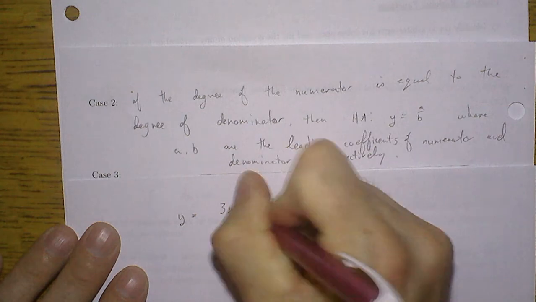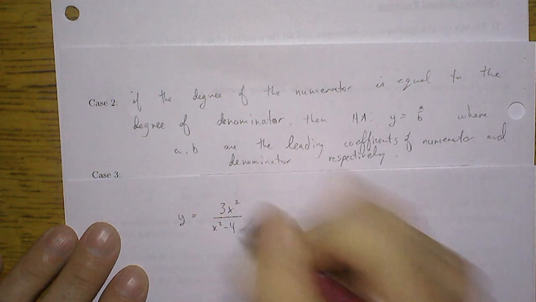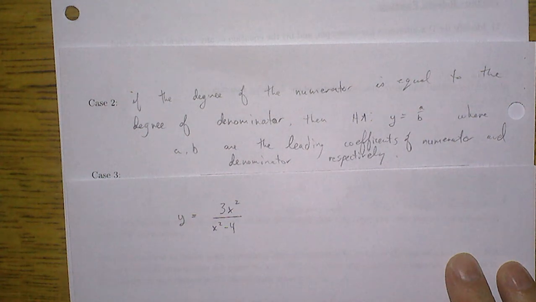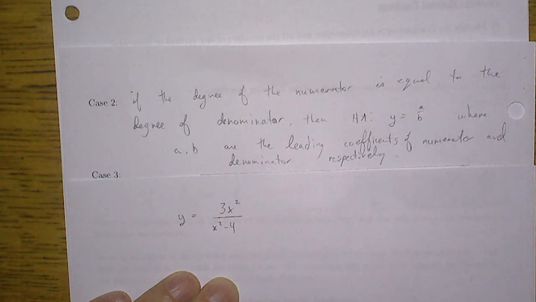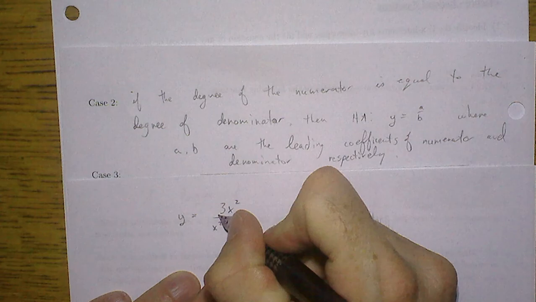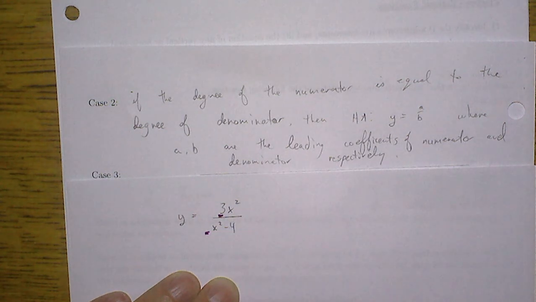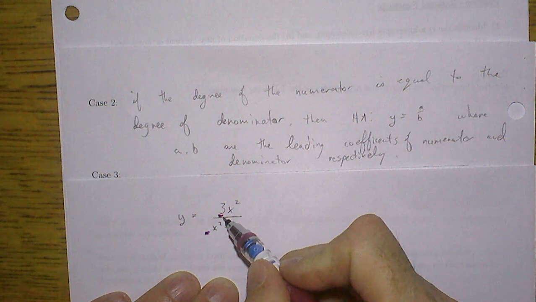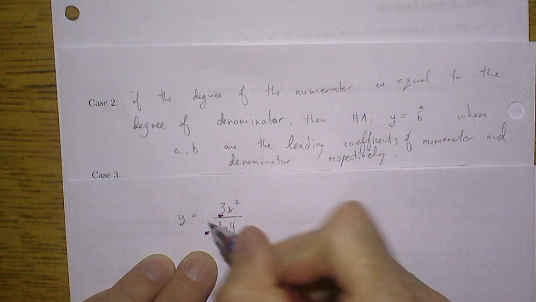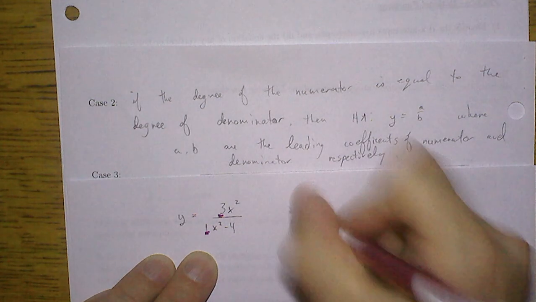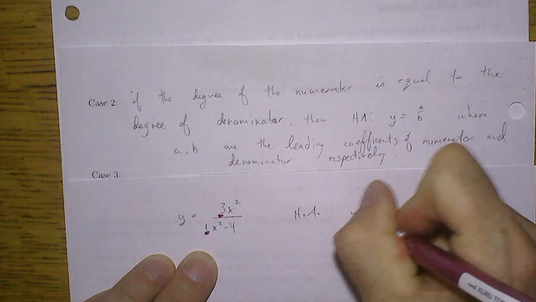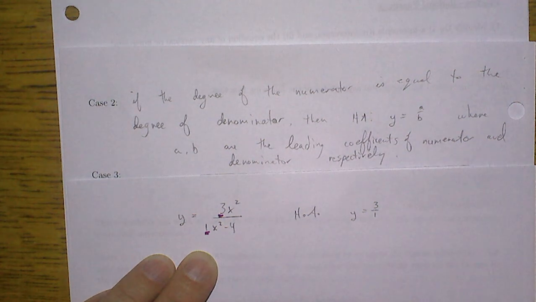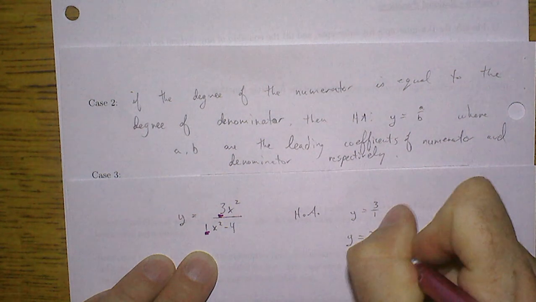y is equal to 3x squared over x squared minus 4. Now what we see here is that the degree is 2 in the top and the degree is 2 in the bottom. So we have a case 2 scenario. What do we have to do then? Well, we need to look at the leading coefficients. The leading coefficient of the numerator is 3. The leading coefficient of the denominator is a silent 1. So my horizontal asymptote would be y is equal to 3 over 1, probably better known as y is equal to 3.